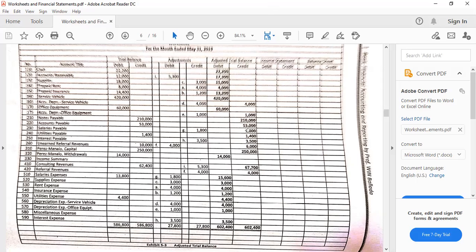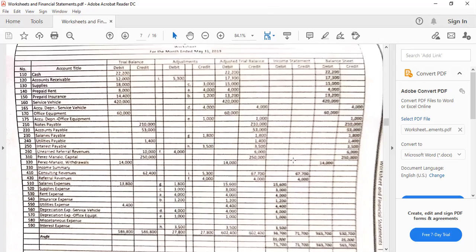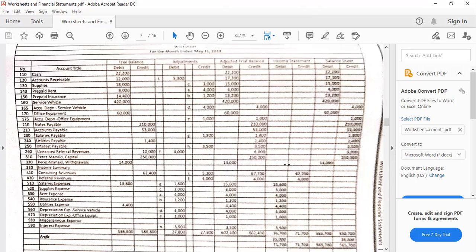Okay, so after that, we are now preparing our financial statements and we are ready for that. Financial statements columns, by the way, because the financial statements preparation will be in the next chapter. For the income statement, we have to remember that we are going to include only income and expenses.